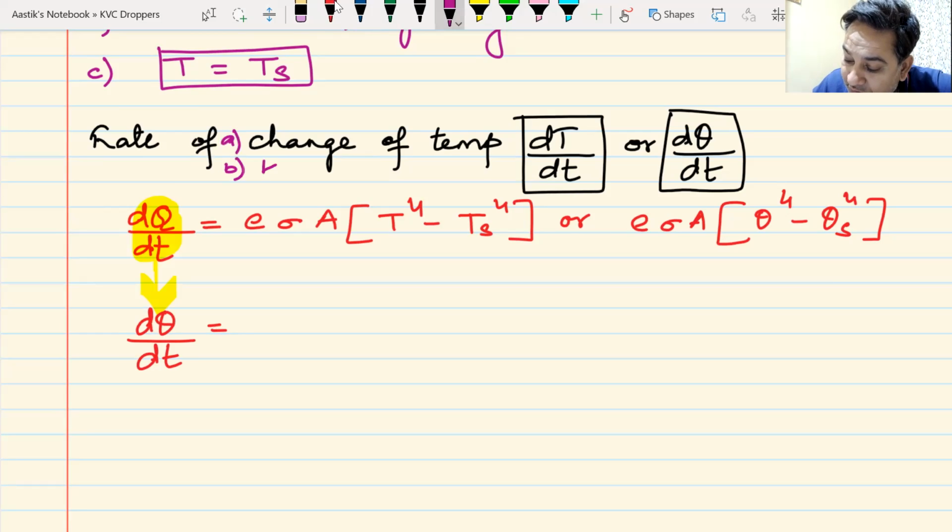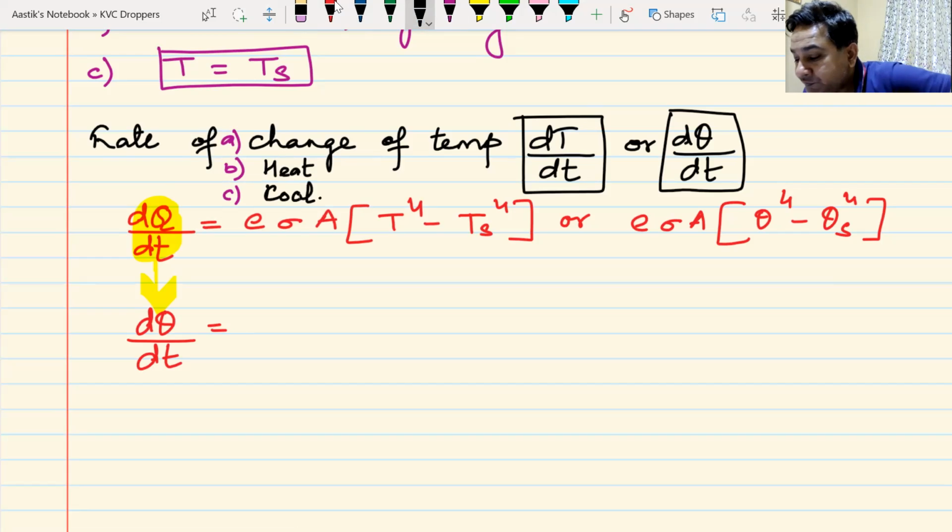You can also call it rate of heating, if it is getting heated up, if the temperature is increasing. If the temperature is decreasing, you can call it rate of cooling. Do we understand this? Yes. I hope you are noting it down, because it is a very important topic. Rate of heating or rate of cooling. You might have heard about rate of cooling. So all three things refer to the same quantity.